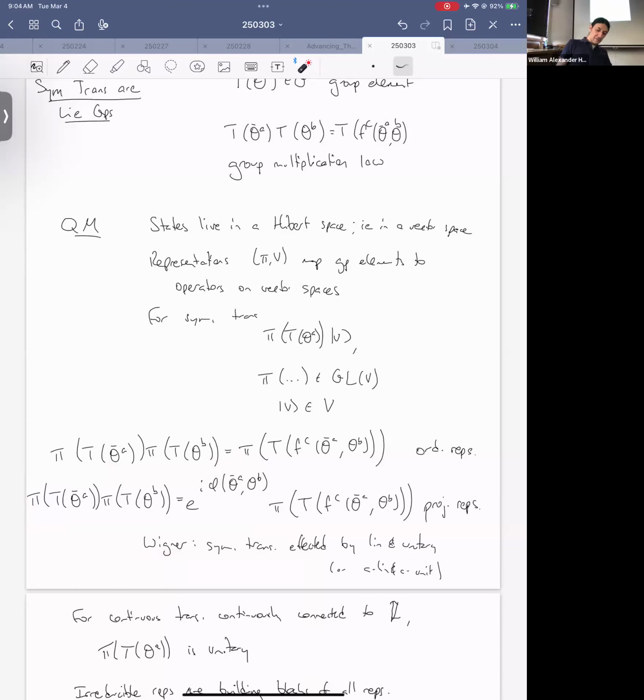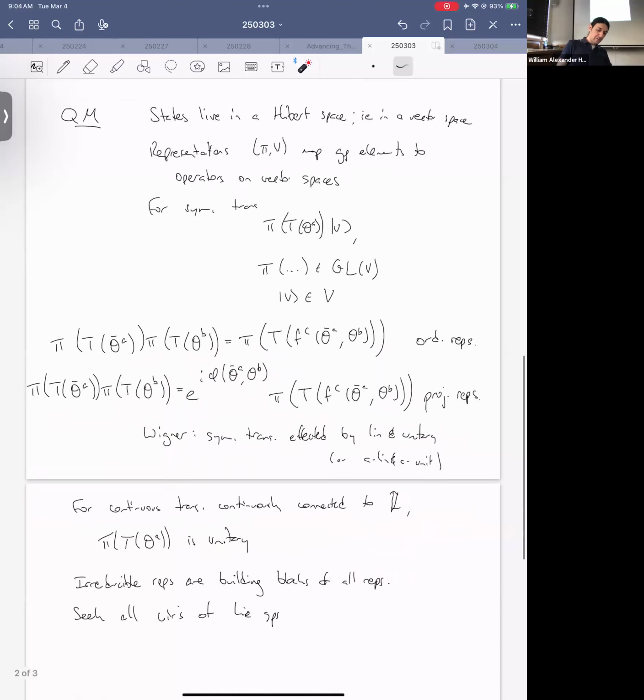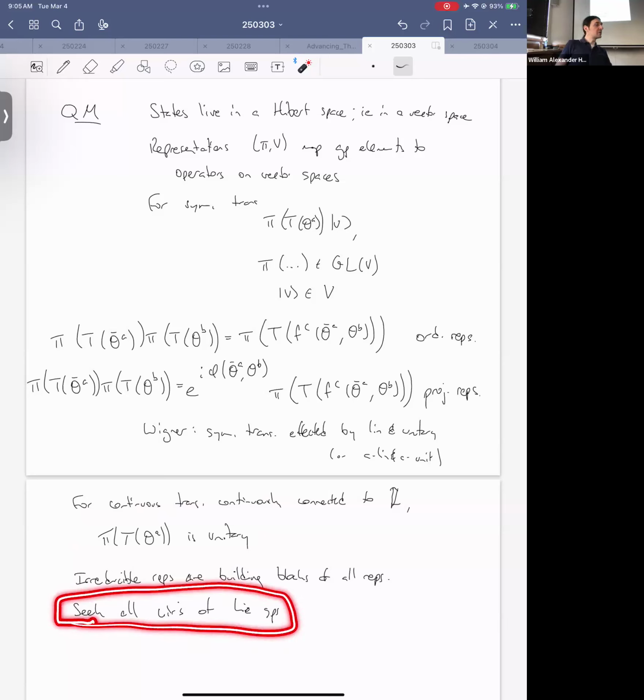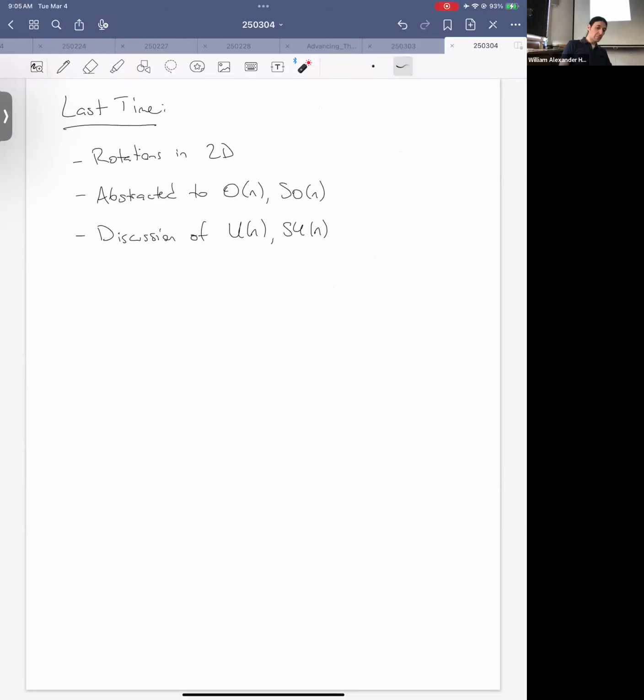We said that Wigner's theorem tells us that symmetry transformations are effected by a linear and unitary operator or an antilinear and anti-unitary operator. For continuous transformations continuously connected to the identity, we know that this representation must be unitary. And irreducible representations are the building blocks of all representations. So our goal is to seek all the unitary irreducible representations of the Lie group of the symmetry transformations that we're interested in, rotations being the canonical example. And ultimately, we will build up to rotations in 3 dimensions. So that's a brief review of the most important parts of last time.